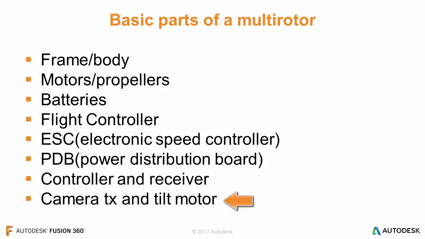So it's going to take our camera signal and send it down to us so we can view it on a monitor. The tilt motor can be a servo or a brushless gimbal motor, but in general, we're going to be using a tilt motor so that we can take the camera and tilt it up or down based on what we want to look at. So these are the basic components or basic parts of most multi-rotors.